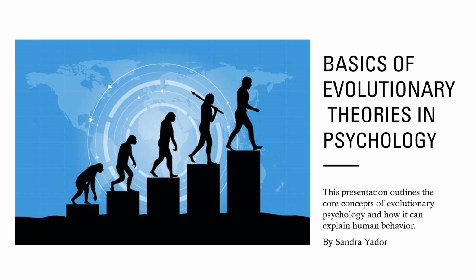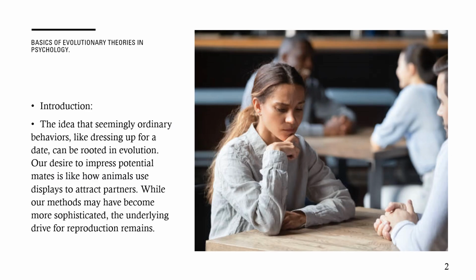This presentation outlines the core concept of evolutionary psychology and how it can explain human behavior. Introduction. Can you believe that seemingly ordinary behaviors like dressing up for a date can be rooted in evolution? Our desire to impress a potential mate is like how animals use displays to attract partners. While our methods may have become more sophisticated, the underlying drive for reproduction remains the same.